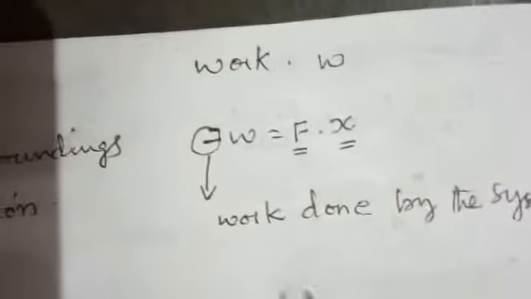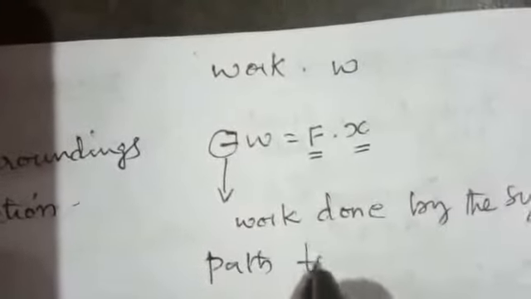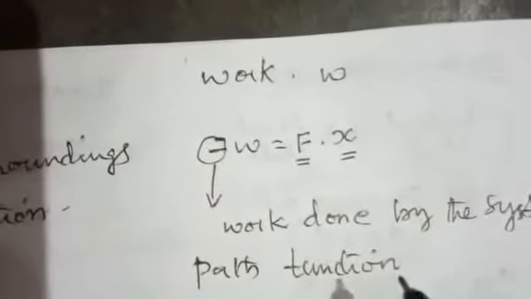Work is also one of the path functions. Work appears at the boundary of the system during the change in state of the system. Thermodynamically, the surroundings are so large that only microscopic changes occur, so changes to the surroundings do not happen.